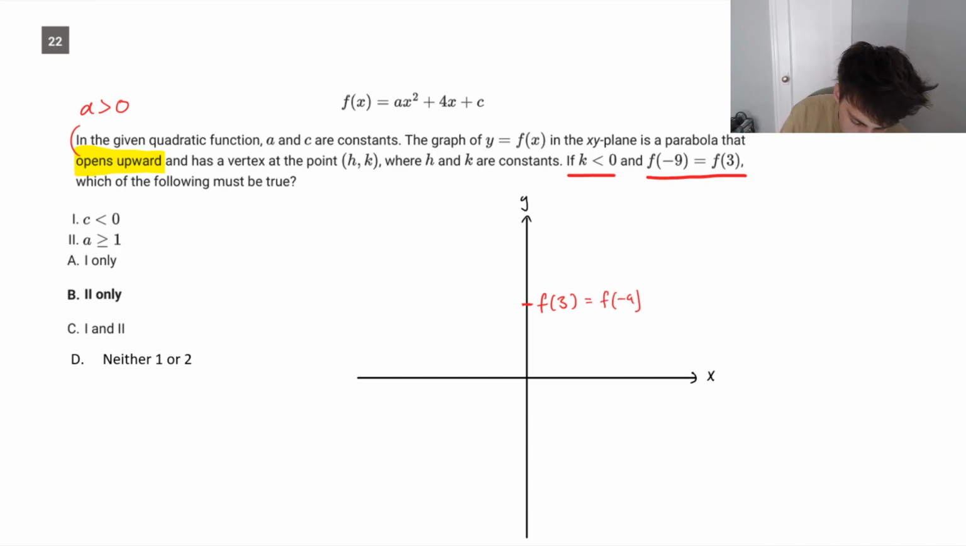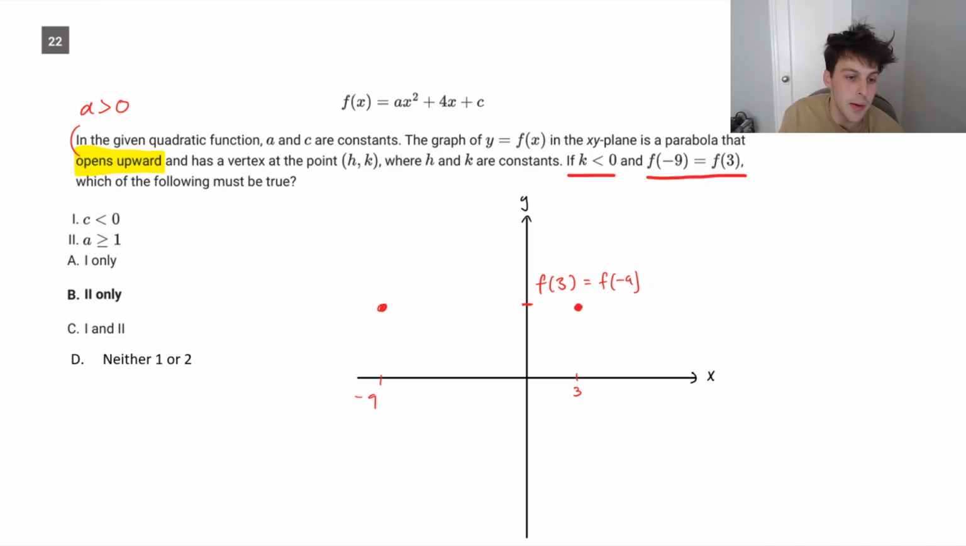So we know that at a value of -9 and at a value of 3 on our x-axis, it's going to have that same y value, right? Let's move this a little bit higher. It's going to have the same y value, and I just chose some random 2 points here for our y value. But what we do know is that it's going to have its vertex in the middle of these two values, right? Because this is a quadratic function, so it's going to have that symmetry.